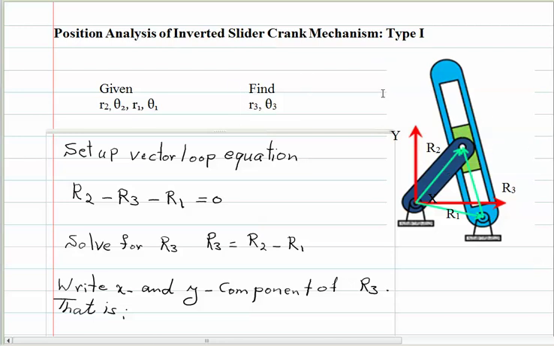For position analysis of the inverted slider crank mechanism, the length and the angle of the crank designated by vector R2 should be given. The location of the second fixed pivot relative to the fixed pivot should be given. That implies that the values for R1 and theta 1 should be known to us. Once we have these four values, then we can solve for the length and the angle of vector R3.